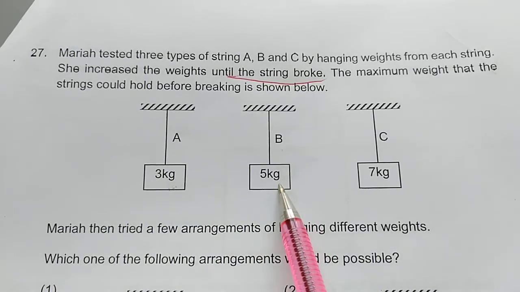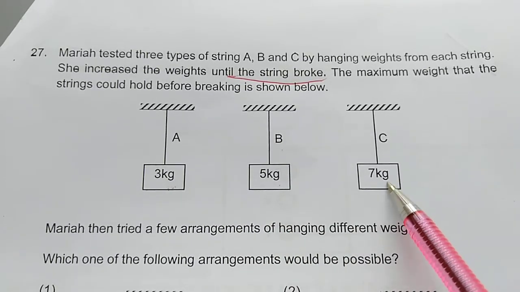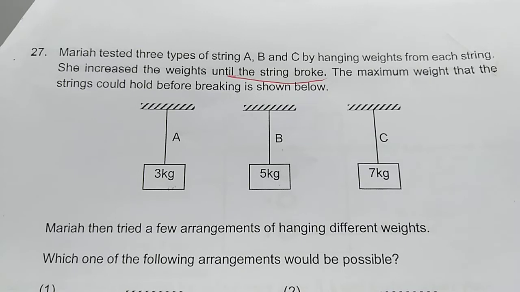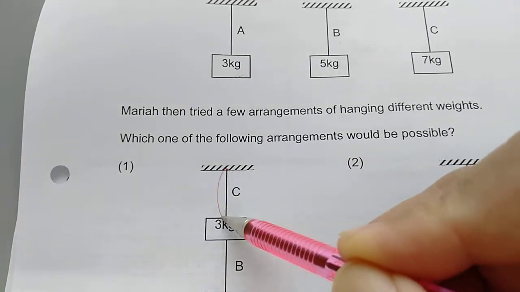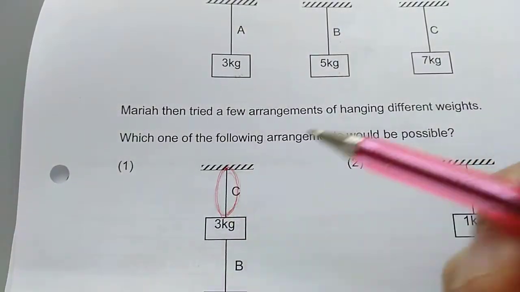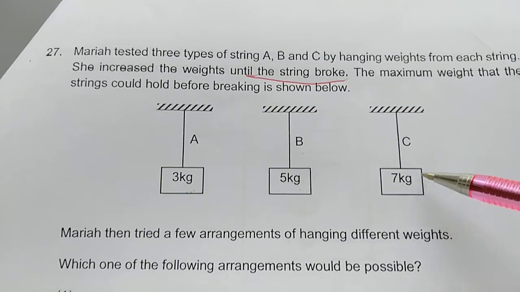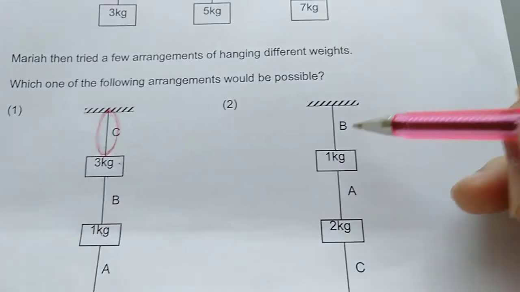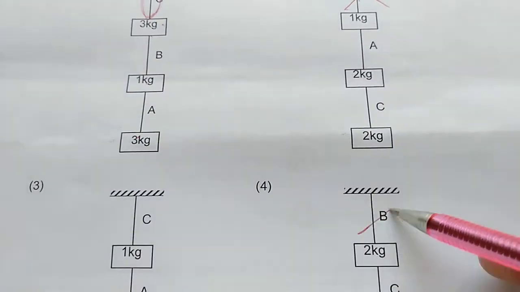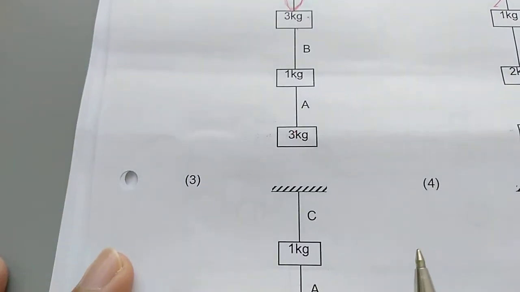B can handle up to 5 kg. Anything beyond 5 kg, this will break. C can handle 7 kg. Anything beyond 7 kg, C will break. So, in order to hang the most number of weights, I must have the one right at the top here be the one that can handle the most weights without breaking. Because if I put this here, it means it must handle 3 weights, right? So anything that is not C will be wrong straight away. So that's how I see this, and that narrows down to either 1 or 3 here.